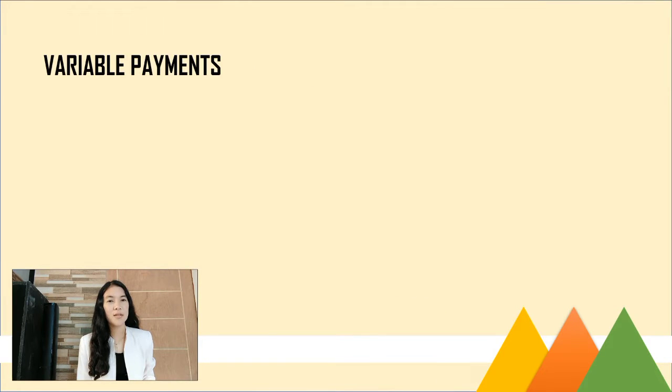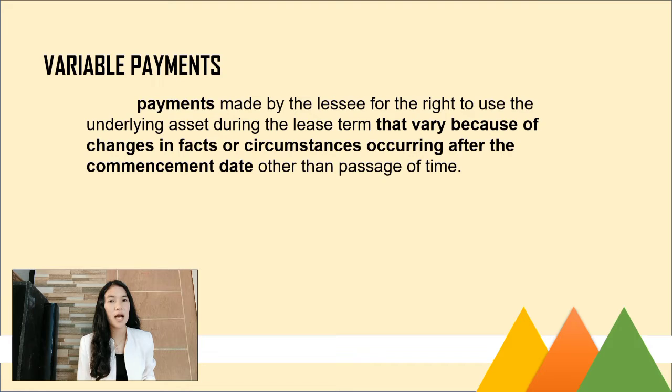Variable payments. So according to the previous chapter, variable payment is one of the components of the lease payments, and it is defined as the payments that vary because of the changes that occur after the commencement date. So for us to understand it, let us go to our illustrative example.